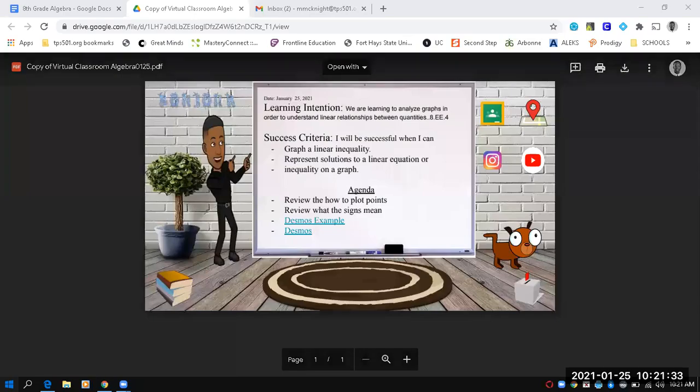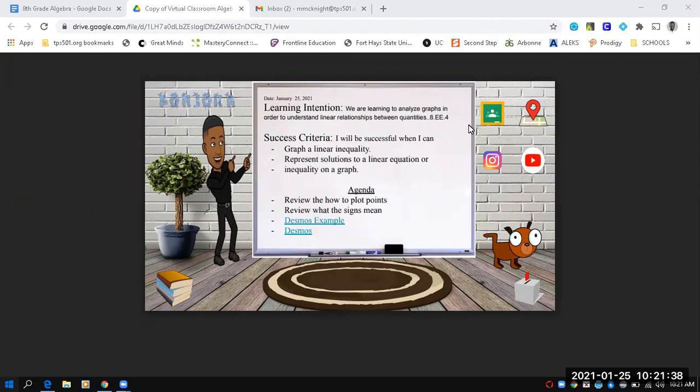All right, so for today's class, our learning intention states that we're learning to analyze graphs in order to understand linear relationships between quantities. And we're going to be focusing on inequalities to be specific. I'll be successful when I can graph a linear inequality, but also represent those solutions on a linear graph or inequality graph, all right?